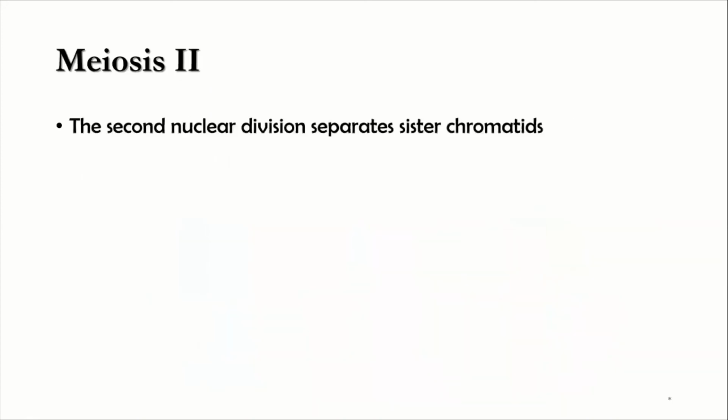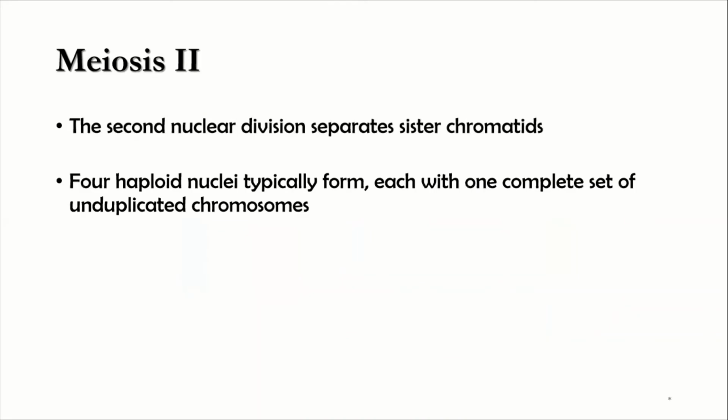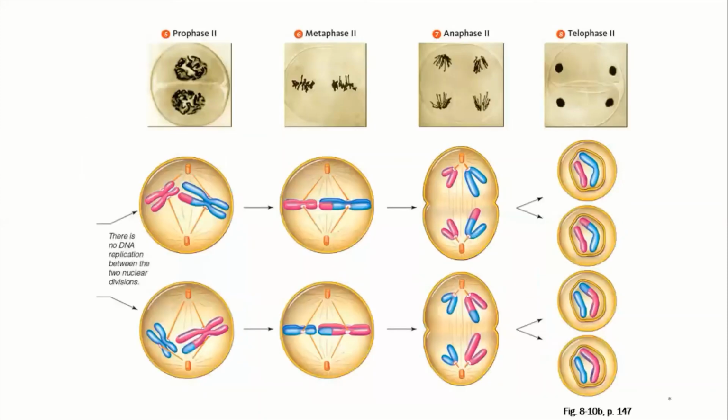Okay? Now in meiosis 2, this is the second nuclear division that separates the sister chromatids. And now, four haploid nuclei would be formed, each one with a complete set of unduplicated chromosomes. So basically, the second division is like mitosis. The stages, I mean the events, are the same. But your end product would be haploid daughter cells. I hope that's clear that your PMAT 2 is almost the same as mitosis, but the difference is that the chromosomes already have genetic variation.